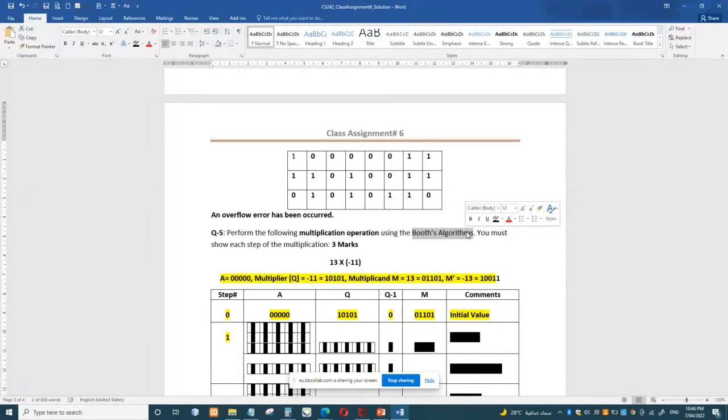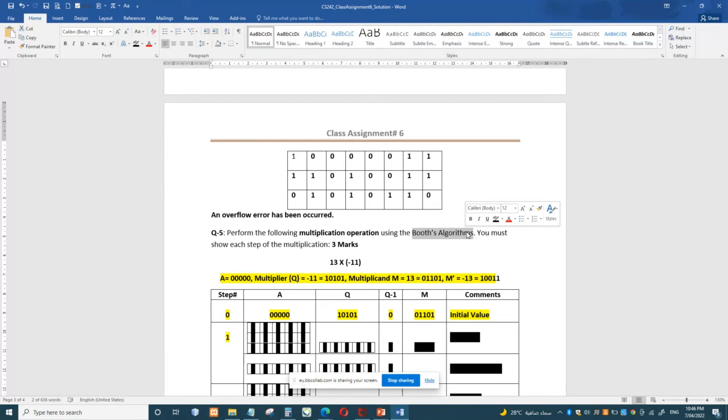But if you want to work with signed numbers, that means you can have one positive number and one negative number, or both negative numbers, or both positive numbers. In that case, you can use Booth's algorithm, and using it we can perform the multiplication with any number of bits. Now in this particular problem, you can see that we are multiplying two numbers.